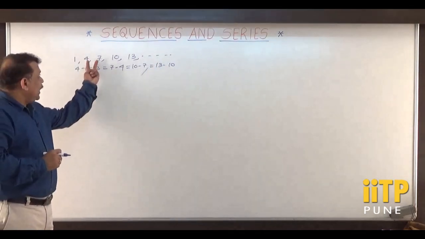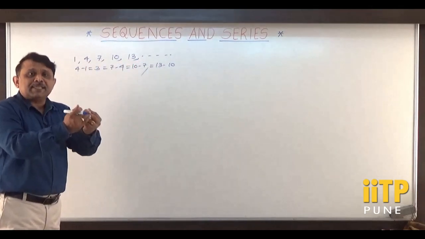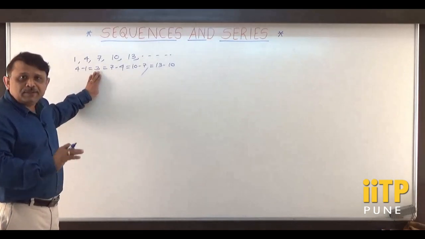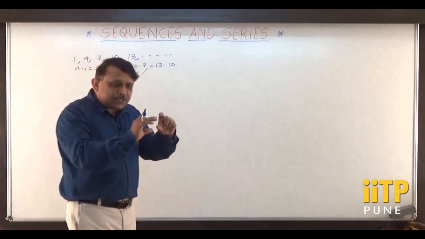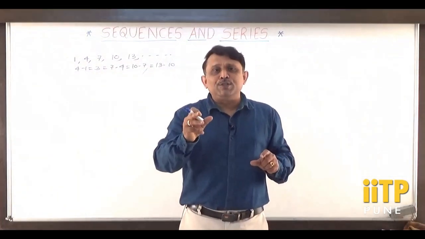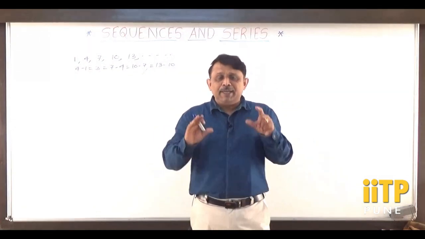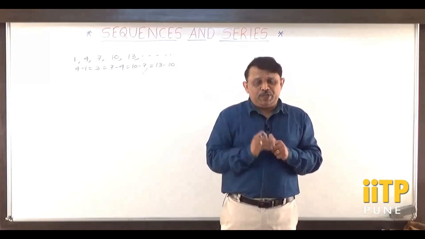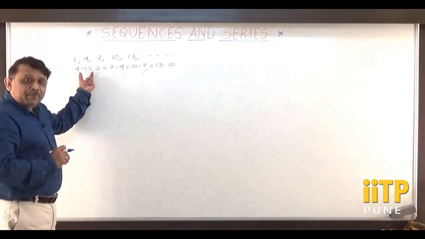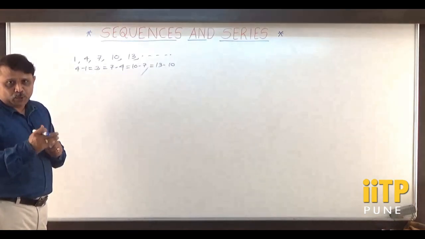So, the difference between any two consecutive terms, any term minus its preceding term, remains constant: 3, 3, 3, 3 and 3. Such a sequence, where the difference of any two consecutive terms, next term minus preceding term, remains constant, is called an arithmetic progression. So, this difference which remains constant is called what? The common difference of the arithmetic progression.